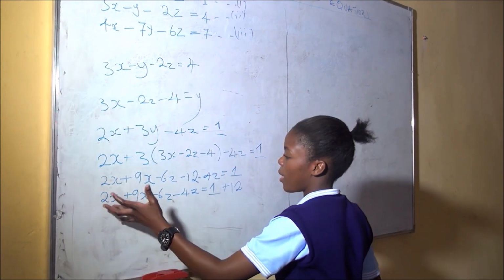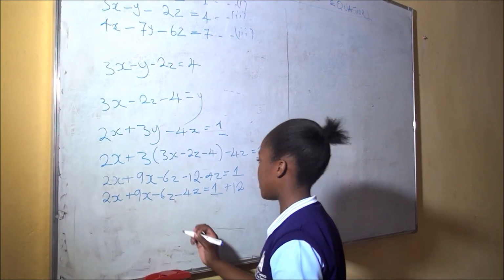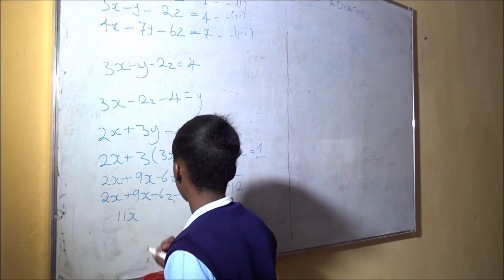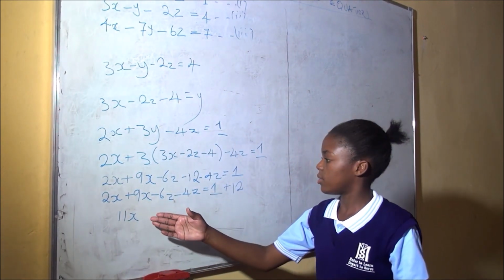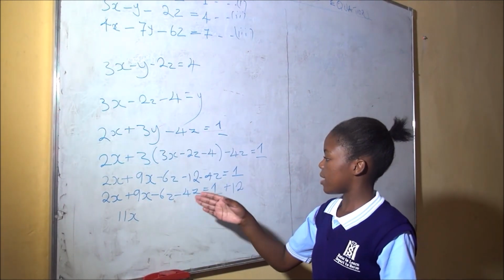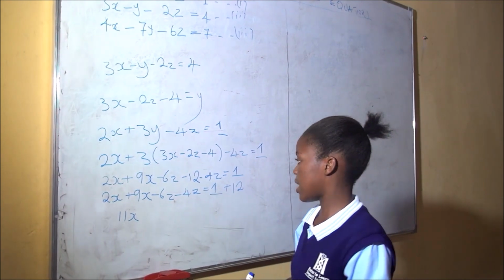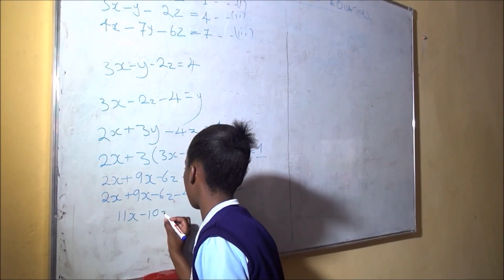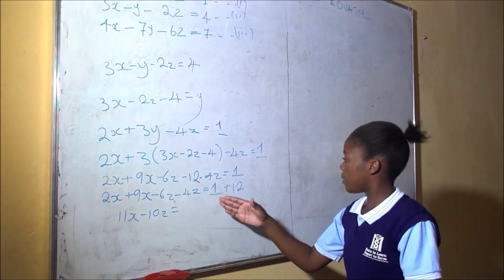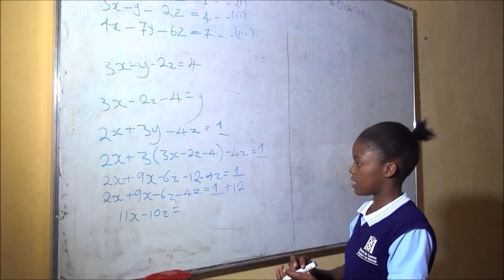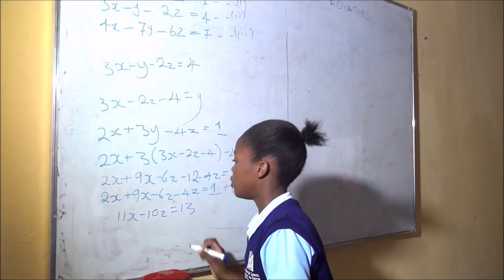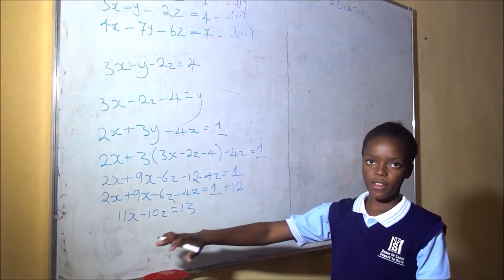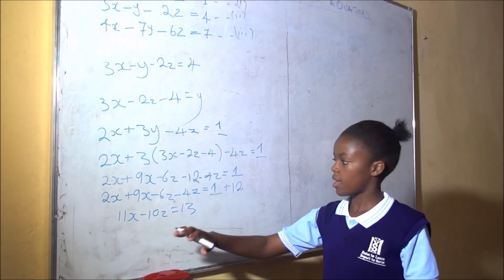When we add 2x plus 9x, which is going to give me 11x. And then when I do negative 6z minus 4z, which is going to give me negative 10z, equal to, when I do 1 plus 12, which is going to give me 13. So after this is going to be our first equation and we are going to name it as A.